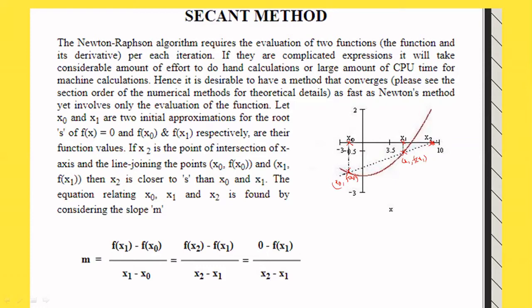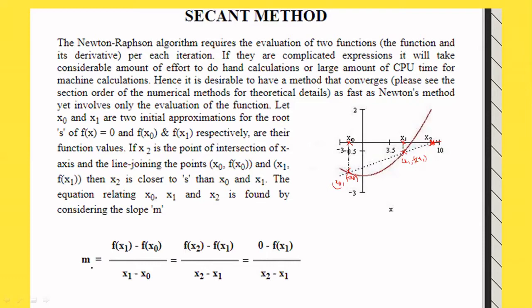And we are drawing a line through (x0, f(x0)) and (x1, f(x1)), which intersects the x-axis at x2. Now, the equation relating x0, x1, x2 is found by considering the slope. You know what slope is. So I am finding the equation considering the slope and the given points.